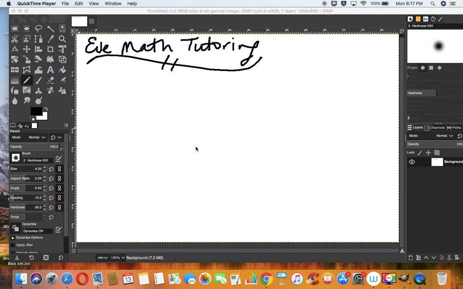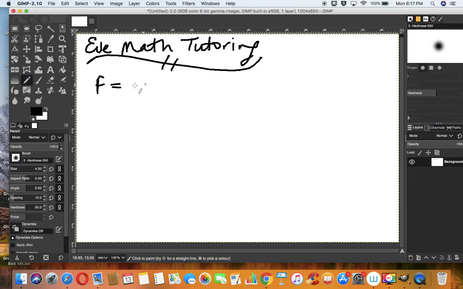Today we're going to be learning about calculus and derivatives, and we're going to be taking derivatives using the quotient rule. So when do we use the quotient rule? When we have something in the form f equals p over q, where p is a function and q is a function.